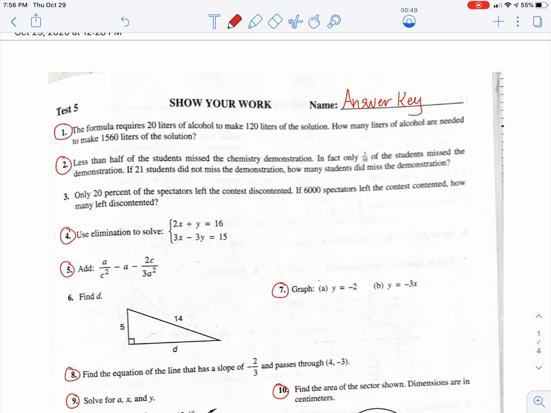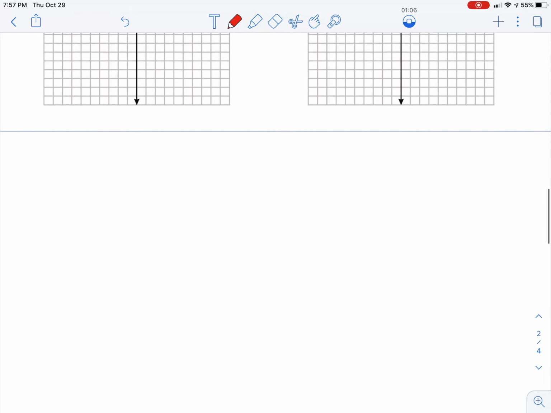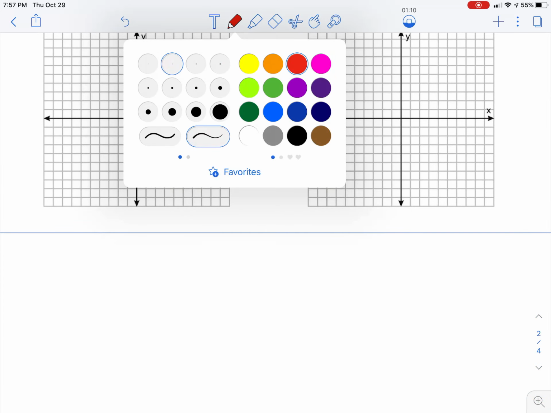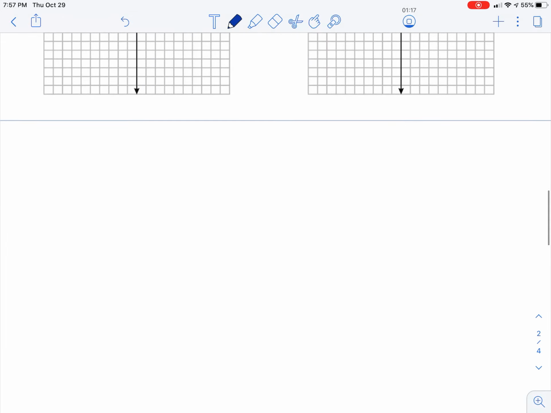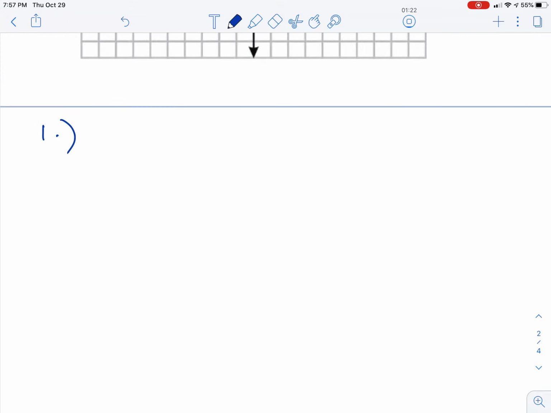Number 1, the formula requires 20 liters of alcohol to make 120 liters of solution. How many liters of alcohol are needed to make 1,560 liters of the solution? So what we're going to do for this problem is set up a proportion. Let me go down to the bottom here. I'm going to change my pen color to a different color blue. This is number 1. So the proportion is going to look like this.